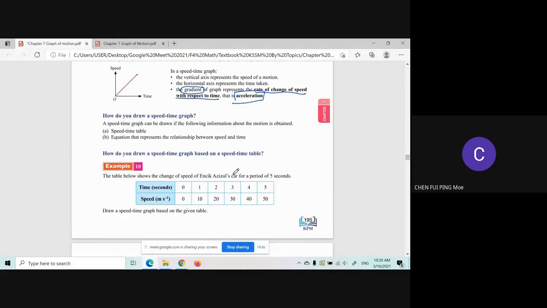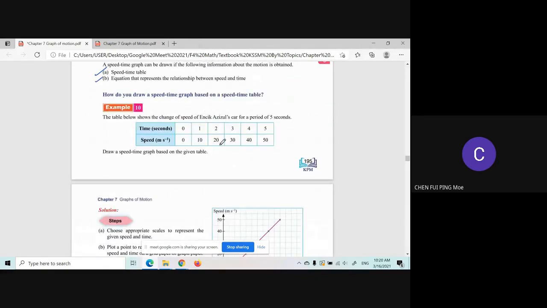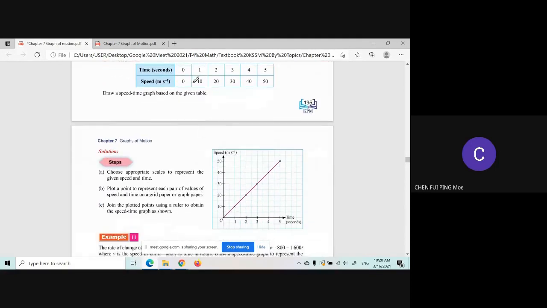We can draw according to these two. Number one, they give you the data, or they give you the equation like previously. Look at example 10. This table shows the change of speed for Encik Azizu's car for a period of 5 seconds, 0 until 5. After that, they want you to draw the speed time graph based on the table. This one is also the same.